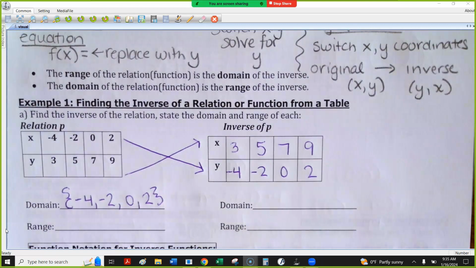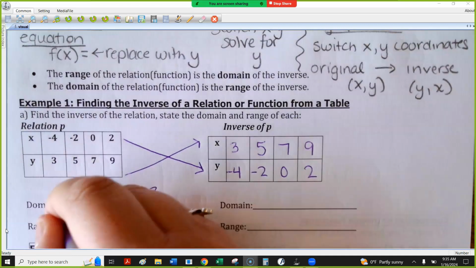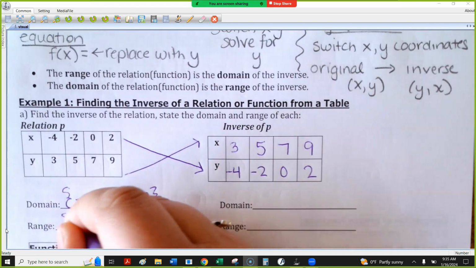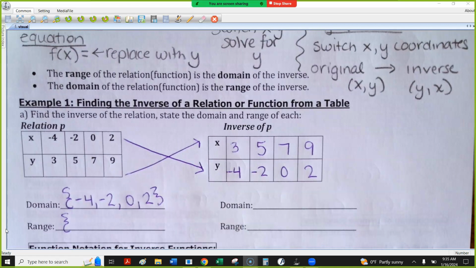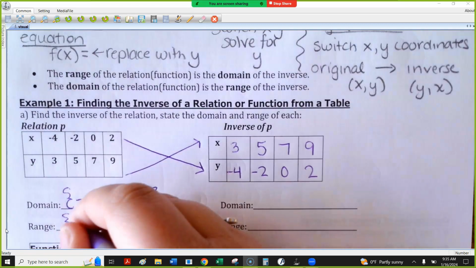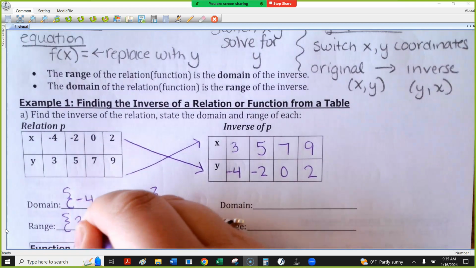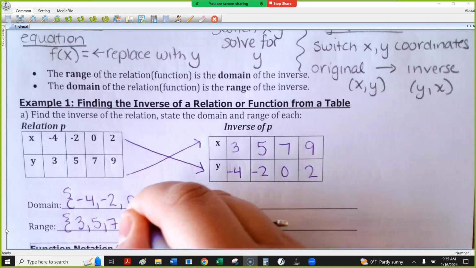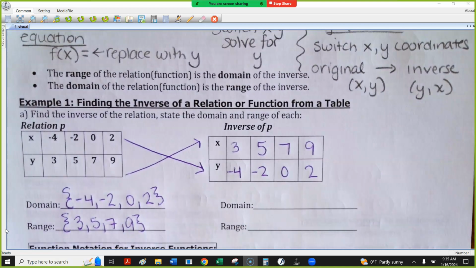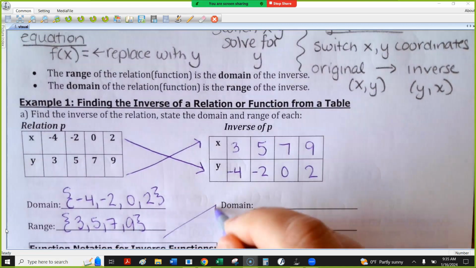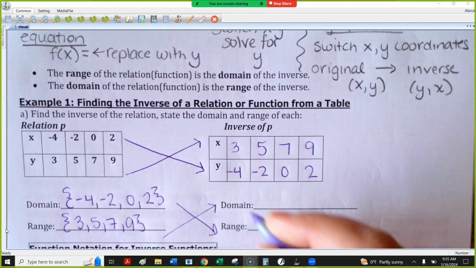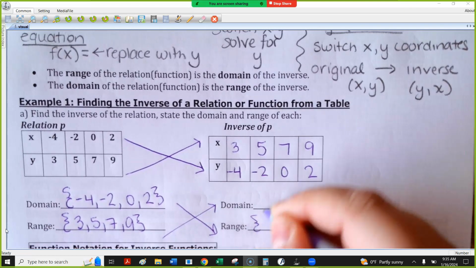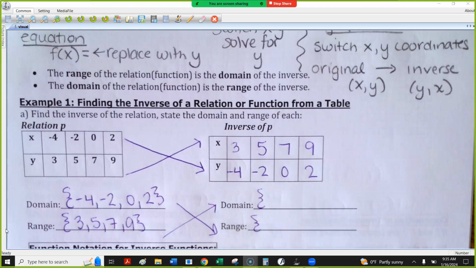And then the range, just your y values, kind of the same thing. And that little squiggly line, that brace, doesn't have to be something perfect. Just make sure it's not a parenthesis or a bracket so you can distinguish between them. So I'm just going to list the y coordinates of the original for the range. And then all you got to do is switch them up. The domain of the original will be the range of the inverse, and the range of the original will be the domain of the inverse. So just trading places.